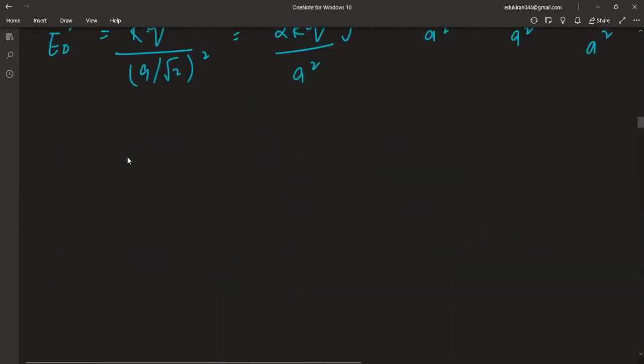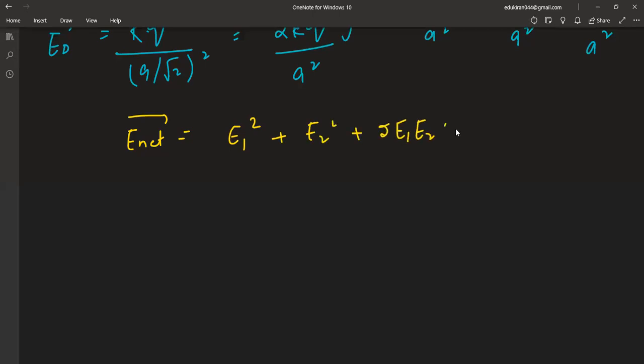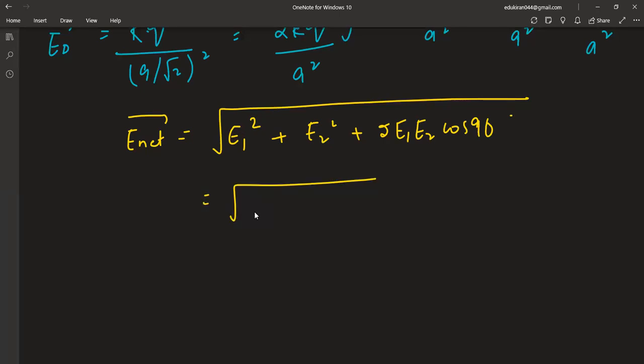Final answer. See, let me write the entire thing. Even if you write the entire part, E1 square plus E2 square plus 2 E1 E2 cos 90 degree, you will have under root according to parallelogram law. So this becomes E under root E1 square plus E2 square, because this entire term will become 0.